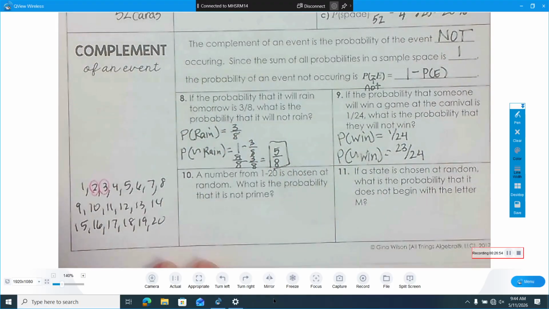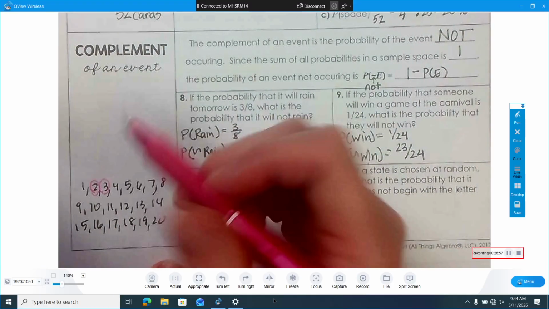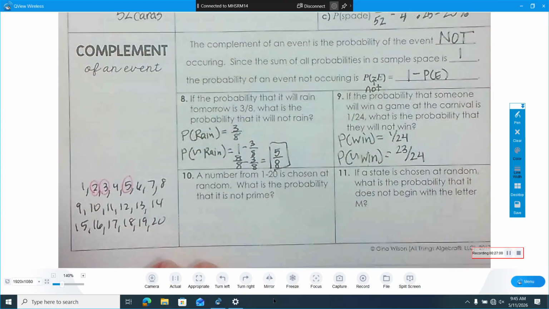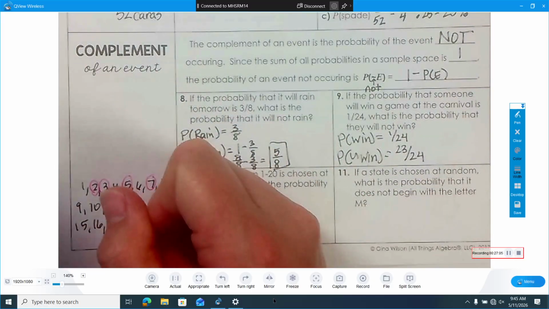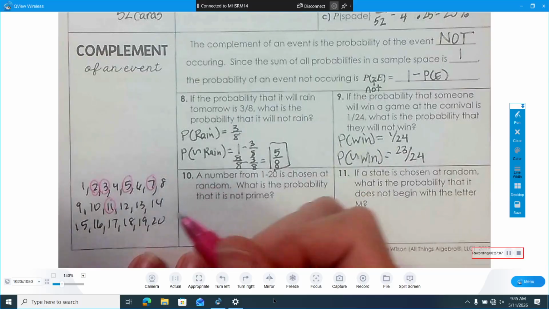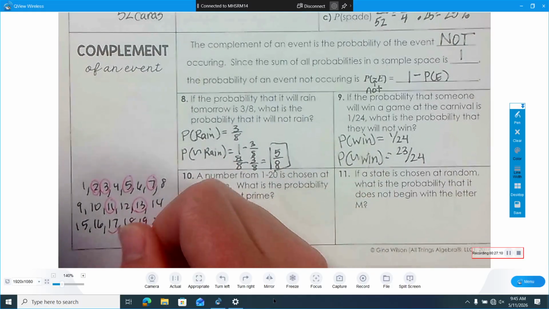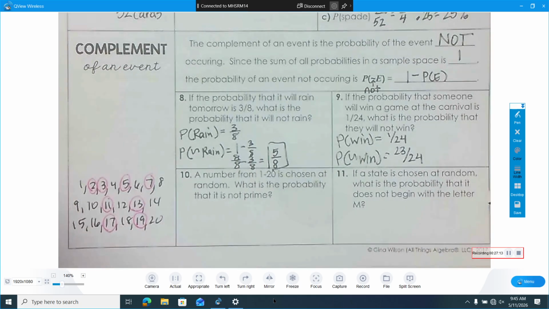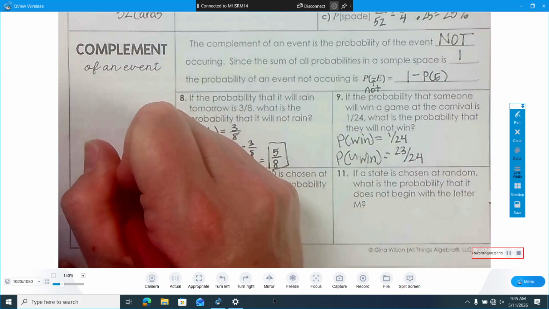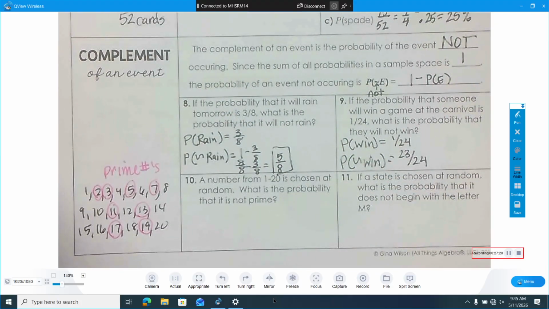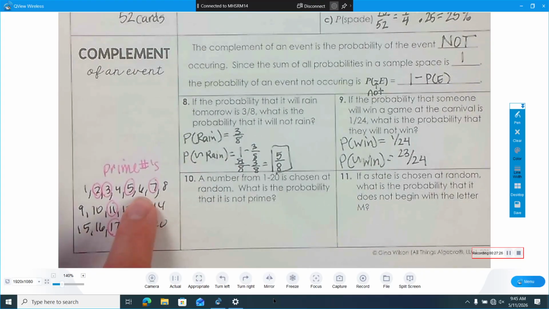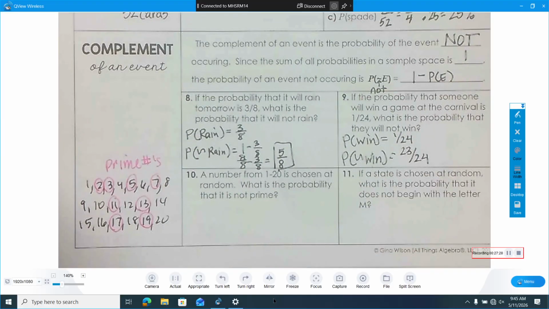2 and 3 are prime. 5 is prime. 9 is 3 times 3, not prime. 7 is prime. 11 is prime. 13, 17, and 19 are all prime numbers. They are numbers that are divisible by themselves and 1, and that's it. For instance, 6 is 2 times 3. It has other factors. But 7 only is 7 and 1. That's all I got.